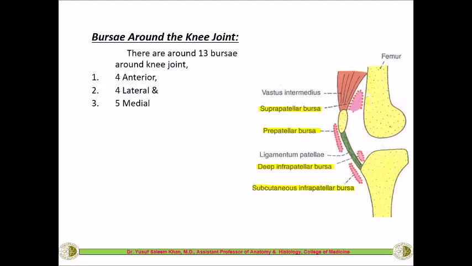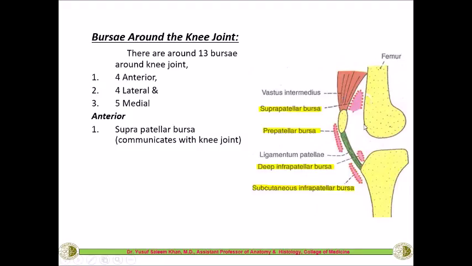So the most important, which are clinically again important, will be the anterior. The first one is called the suprapatellar bursa. There is a very important bursa above the patella. This is called suprapatellar because it is above the patella and behind the quadriceps femoris. This bursa communicates with the knee joint. So if there is any inflammation of the knee joint, then this will also get inflamed, and you can see the pain and redness, everything above the patella.